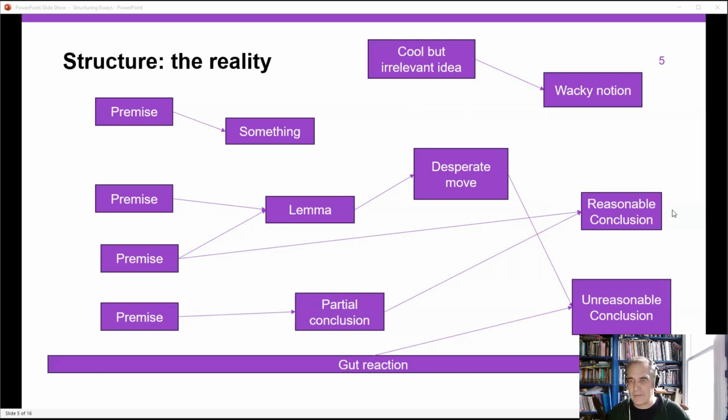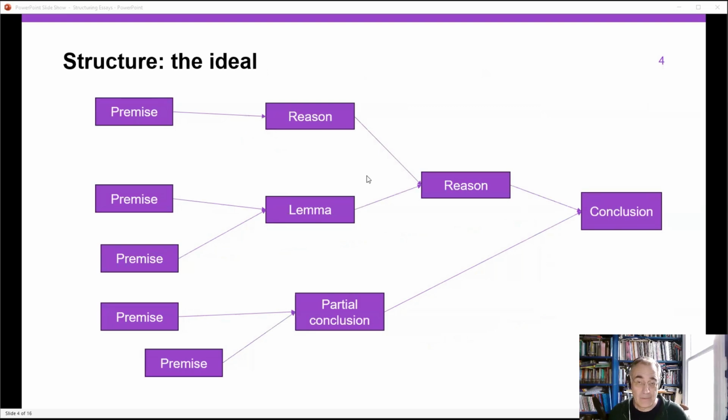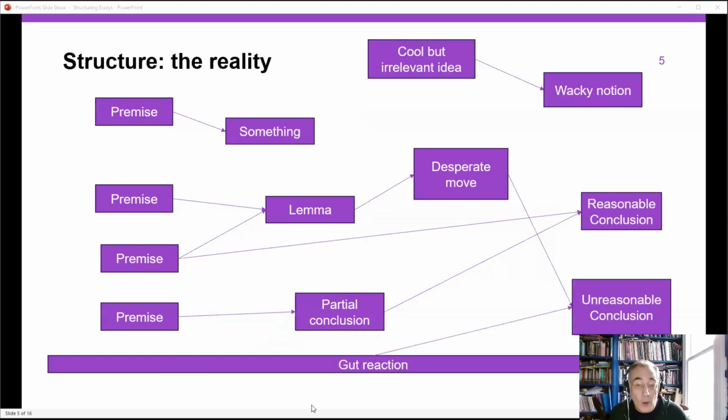And maybe you've got several conclusions in mind, but only one of them is reasonable. So if that's the situation you're in, then your worry is, how do you get from that to this? Well, that's a solvable problem, but actually your situation is... Oh, and notice there's the gut reaction.